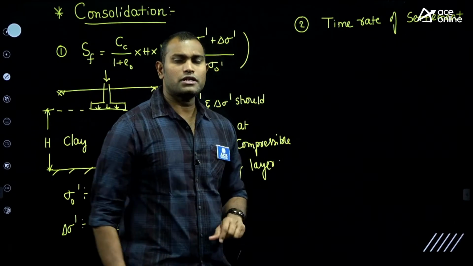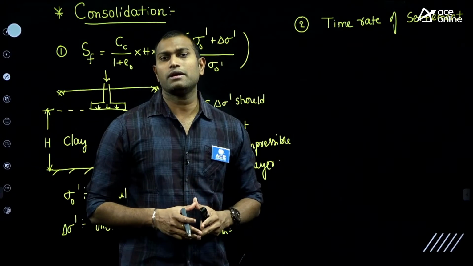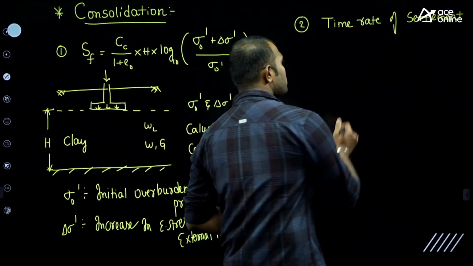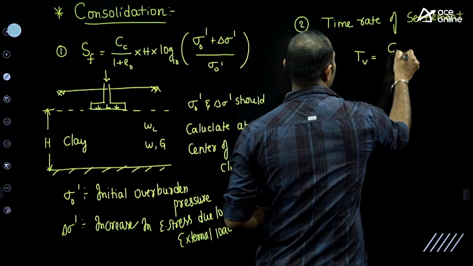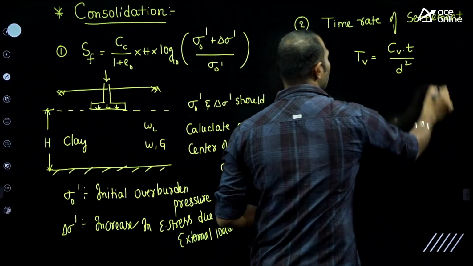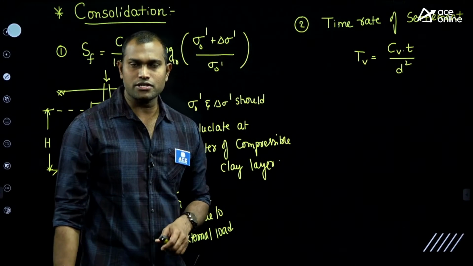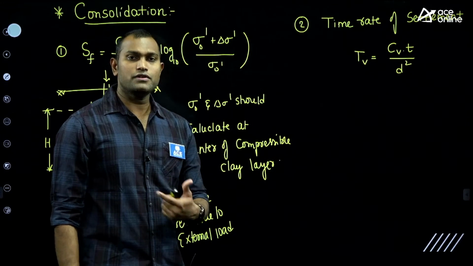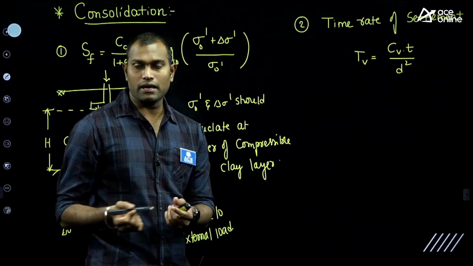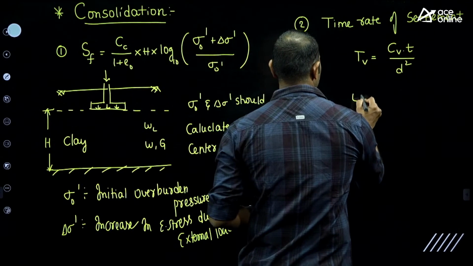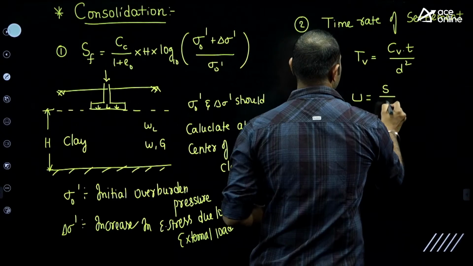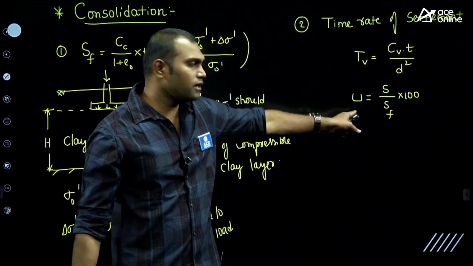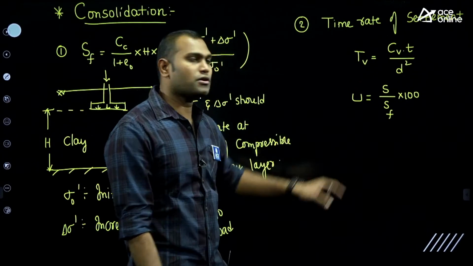And for the time rate of settlement, we have 2 equations given by Terzaghi's one-dimensional consolidation theory. One is the time factor, Tv equals Cv into t by d square, where Cv is the coefficient of consolidation, t is the time of consolidation, and d is the drainage path, which depends upon single drainage or double drainage. And one more solution is the degree of consolidation, which is s by sf into 100, settlement at any time by ultimate settlement.